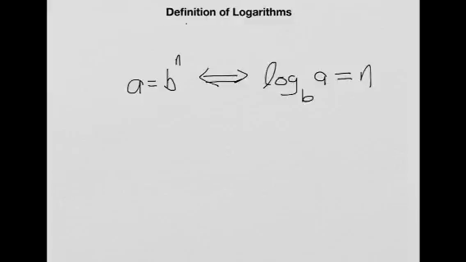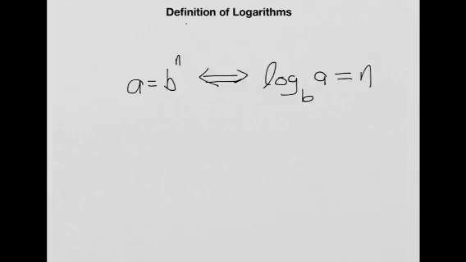So this statement right here: a equals b to the n is equivalent to the log base b of a equals n. This is a statement that we use to define a logarithm. Now, a logarithm is not something that we can define with an equation. There's not a function I can write down that you plug things into to get a logarithm. Logarithms are things we generally look up in tables, or we use computers or calculators, which generally just look it up in a table.